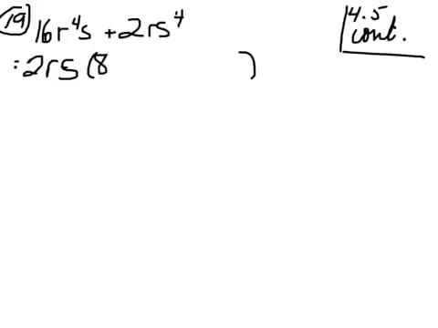16 divided by 2 is 8. R to the 4th divided by R to the 1, if you subtract the exponents, you get R cubed. And then you took the S out.